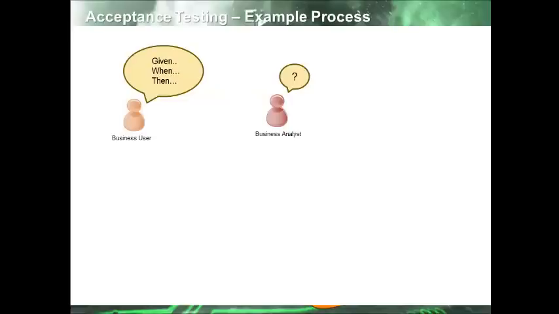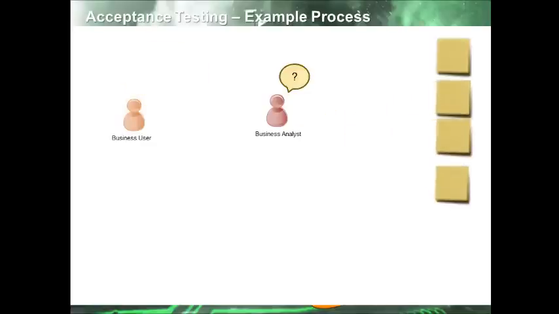And this is fairly synonymous with the arrange, act, assert paradigm that you find in unit testing. And the business analyst is going to have a conversation now with the business users and try to define all the requirements that the business user has. And they're going to write each of these down, and they're going to become the tickets that make up the product backlog.